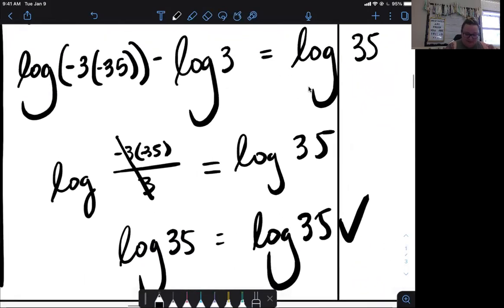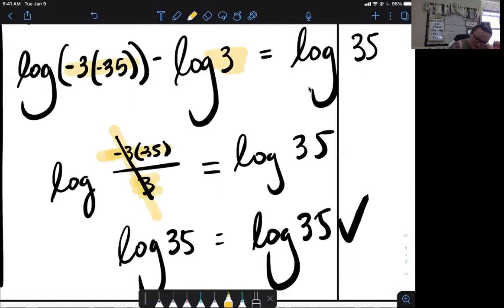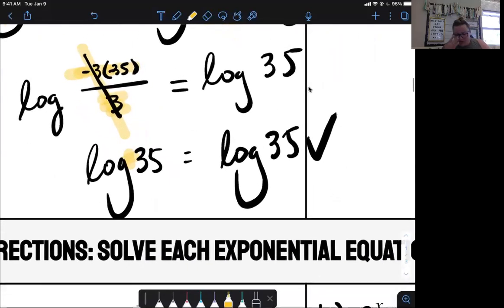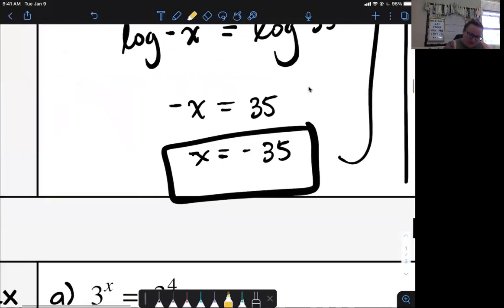Well, what ends up happening is you're going to take this divided by this and put it into 1 log. So negative 3 times negative 35 divided by 3. 3 divided by 3 cancels, and a negative times a negative gets us a positive inside the log. So we can plug negative 35 into this log. And we get the log of 35 is equal to the log of 35, which checks out. So x is equal to negative 35.